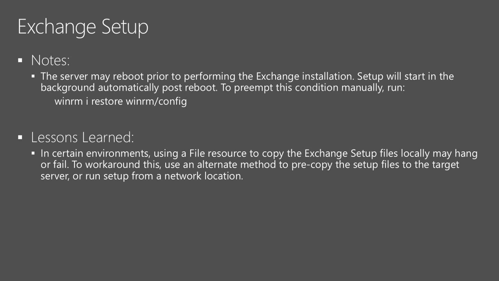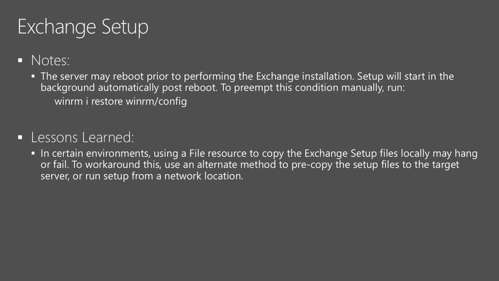In the meantime, if you want to preempt this condition, you can manually run this command. The reason you may want to do that is because when you execute your configuration in push mode, you can actually monitor all the progress that happens. But once a reboot occurs, you lose that connection, so you can no longer monitor Exchange setup. At that point, you would have to remotely monitor if Exchange setup was running, basically look for the EX setup process or something like that.